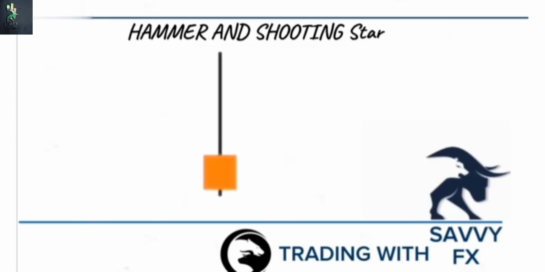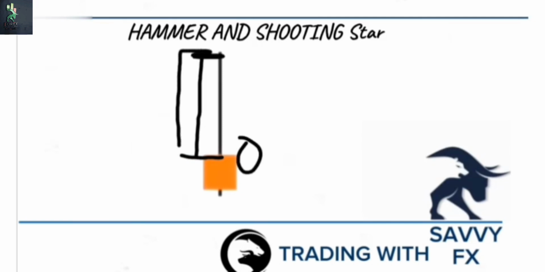Now, the shooting star is just the opposite. It shows rejection of higher prices. If you look at this example, the price opened here, buyers took charge and pushed the price up, closing near the highs. However, sellers finally stepped in, pushing the price lower, and it closed near the lows. This indicates rejection of higher prices. Both of these patterns help identify market reversals.